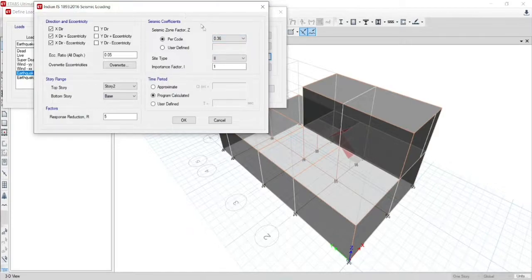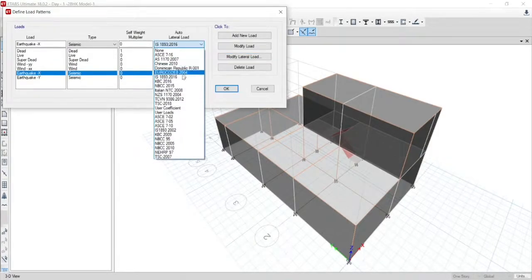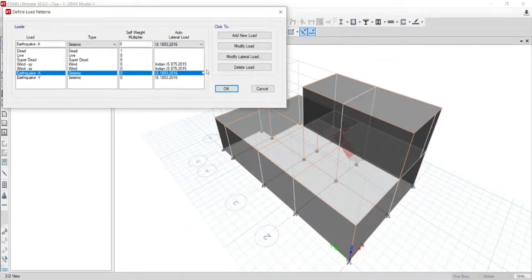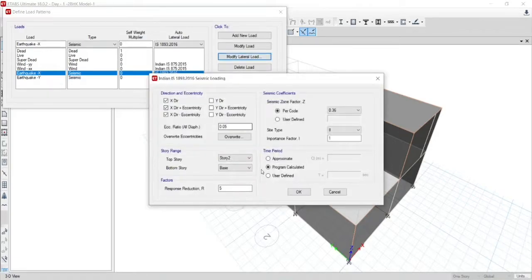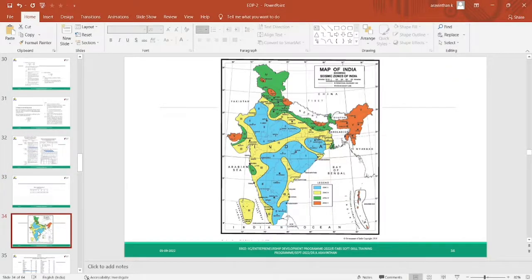Why? Because, let me give an example. When you are selecting here, you are selecting IS 1893. If you are selecting a different code, these options might not come. When you are selecting IS 1893, the code book suggests that you should take the 4 zones. Okay. Now, let me assume this building is constructed in Bangalore.